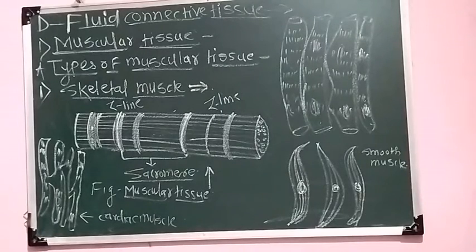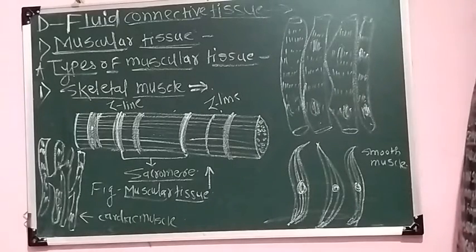Okay, let us move towards the types of muscular tissue. The first one is skeletal muscle. But before moving towards skeletal muscles, see a few more points regarding this muscular tissue. Contractile fibers are present in the sarcoplasm. It means that these fibers undergo the contraction process. One or many nuclei may be present in this particular tissue.